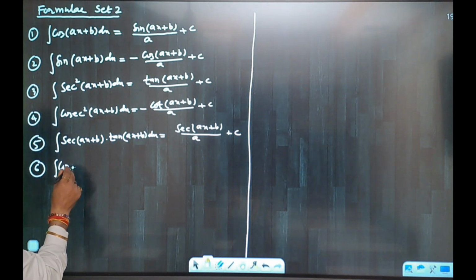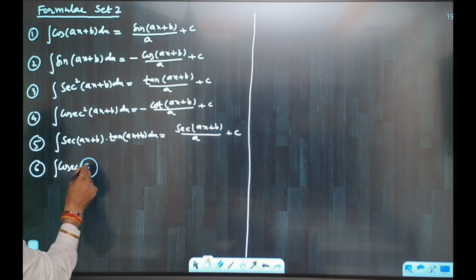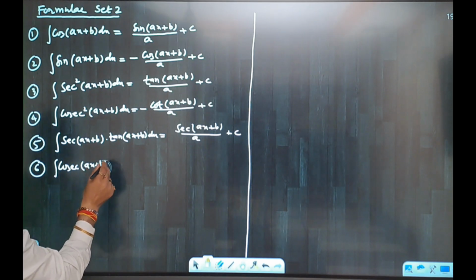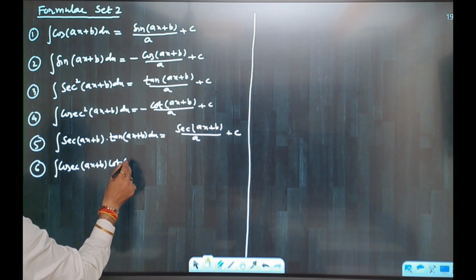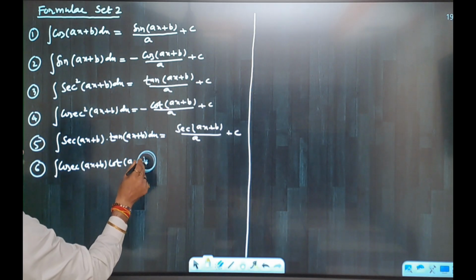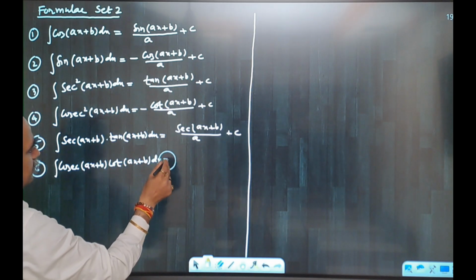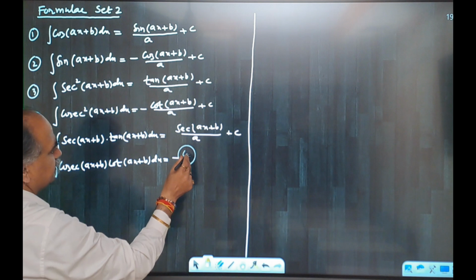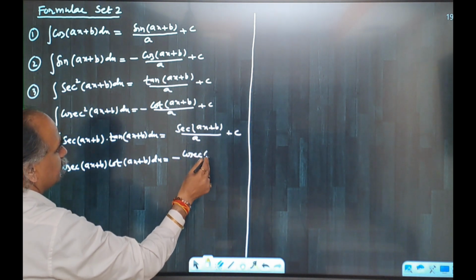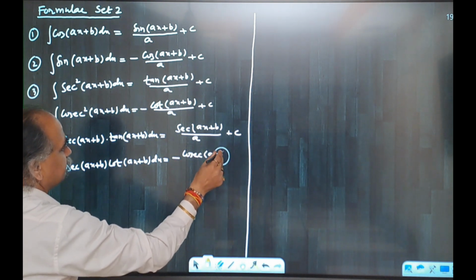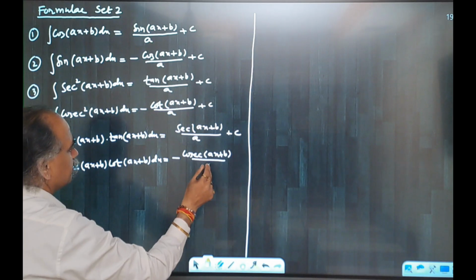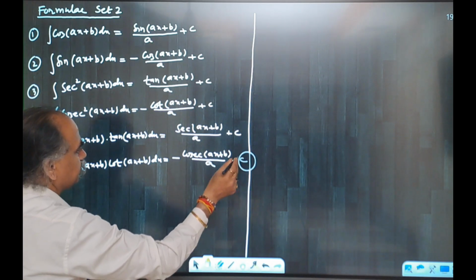Integral cosec ax plus b into cot ax plus b is what? Minus cosec ax plus b upon a plus c.